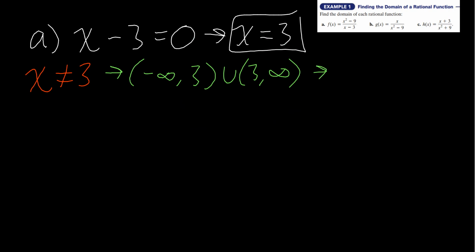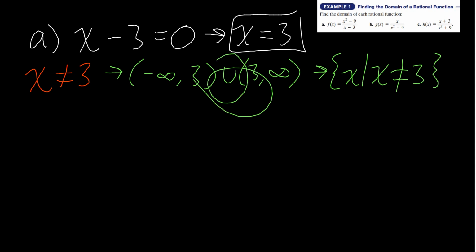If I want to put it in set builder notation, I would do a little curly brace, x such that x cannot be equal to 3. And I like set builder because it's a lot more precise, right? I don't have to write all this union stuff. Okay, anyways, hopefully I haven't been muted. I just actually muted myself there. But anyways, and that is A.